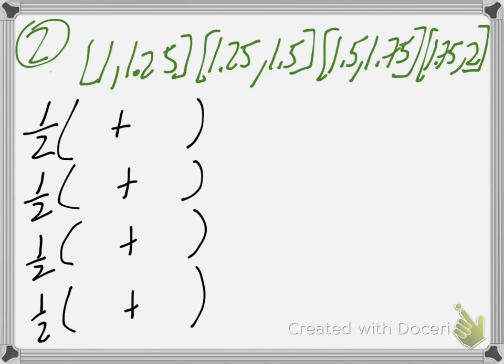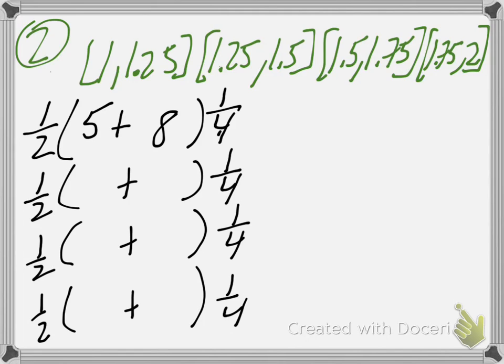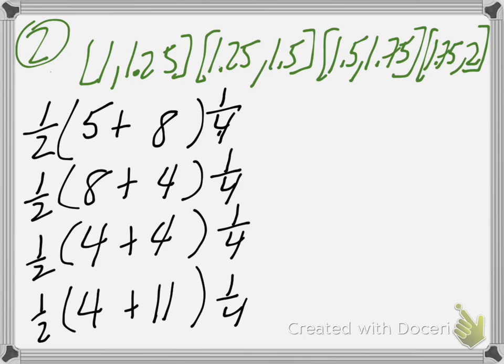Okay. The height for each of them is 0.25, which is 1/4. So let's put those in. We're just going to use the table. So we're going to get 5, 8, 8, 4, 4, 4, 4, 11. We'll now do this annoying math. So we get this.